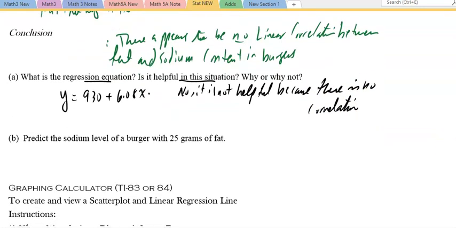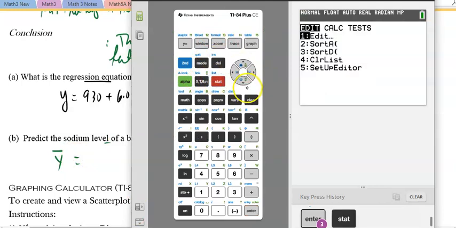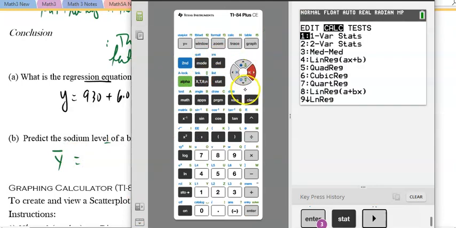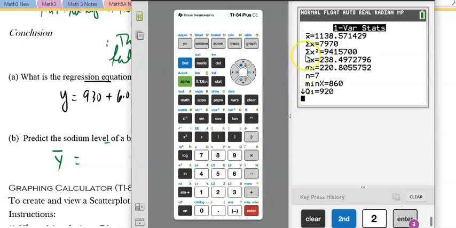If there's no correlation, predict the sodium level of a burger with 25 grams. It doesn't matter what the question is. Our predictor is going to be the average of the y's. So we're going to go to our calculator and we're going to go to stat, and we want to calculate one variable. We don't want L1, we want L2. Let me see how to do that. And we get that by going second. You see there's L1, L2, L3 right there. So you press second, you clear that, and you press second. You want the Y, L2. And it's going to tell us we just want the average, right?